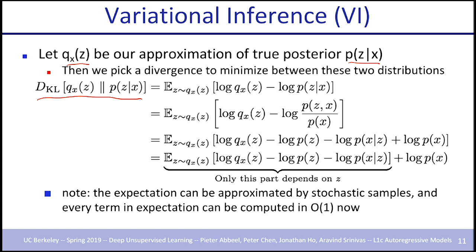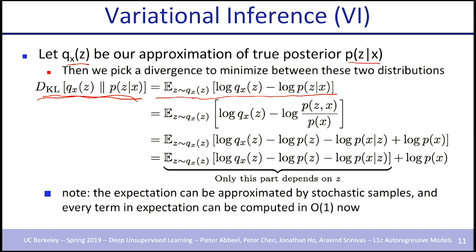So let's bear with the choice for now, even though it's not the most common direction of KL that you will see. And then what we do next is really just write out the definition of KL divergence. So what's on the right here is just expanding the definition of KL divergence. It means you would sample Z from your approximate distribution, and then within this expectation, you would evaluate log of Q minus log of P of Z given X. Okay, so this is just the definition of KL divergence.